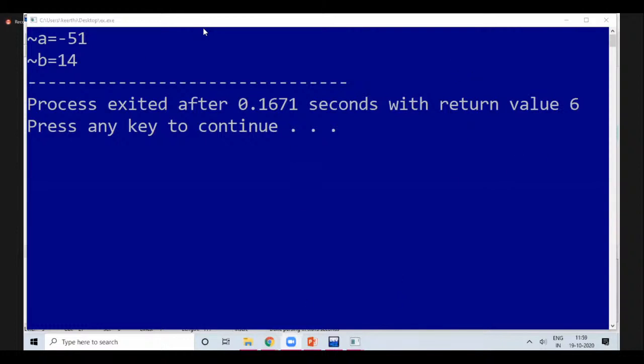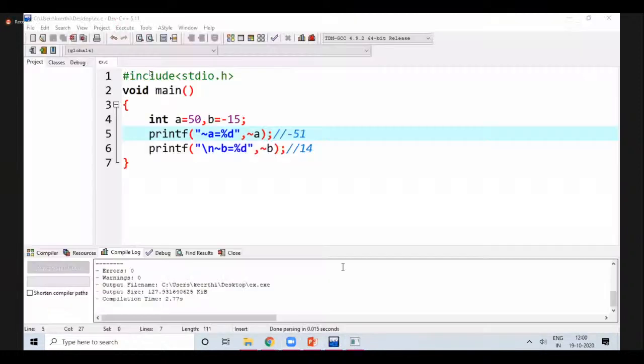Ma'am, the explanation part with bits division once again. Which one? One's complement you're asking? Someone else? Okay, fine, understood.